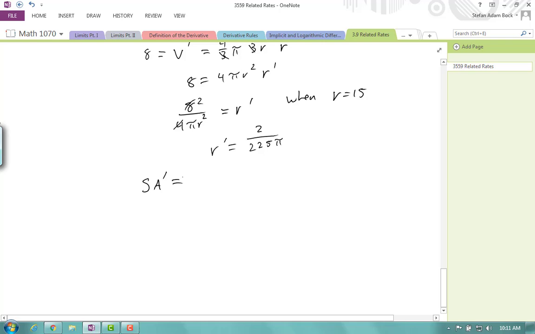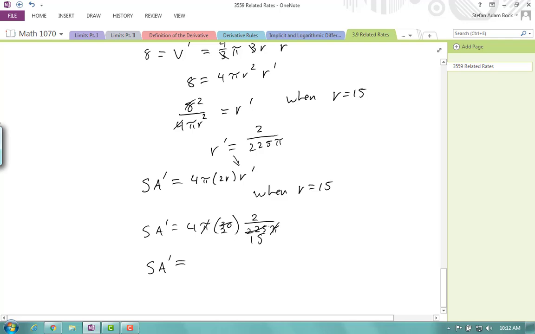And I want information about the rate of change of my surface area, so I'll find SA prime. And that's equal to 4π times 2r, r prime. So when r is equal to 15, I'm going to have the same r prime here. I'll have SA prime equal to 4π times 30 times 2 over 225π. Those cancel. I have SA prime equal to 16 over 15. And this is in square centimeters per second.